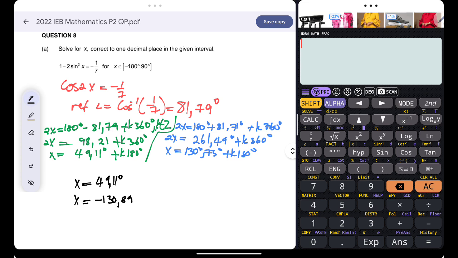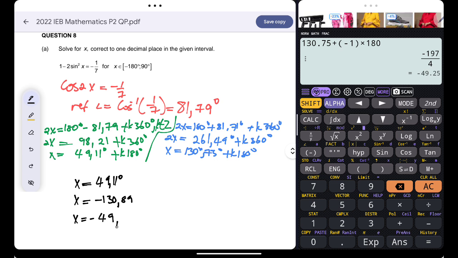And then now I need to focus on the second solution. The second solution, I have 130.75 degrees plus k multiplied by 180 as well. The first integer value I'll substitute is 0. I'll get 130.75, which is greater than 90, so it's not applicable. So I don't even have to go to the positives, because whenever I substitute 1, I'll simply get a number which is greater than 90 as well. Let me rather do negative 1.